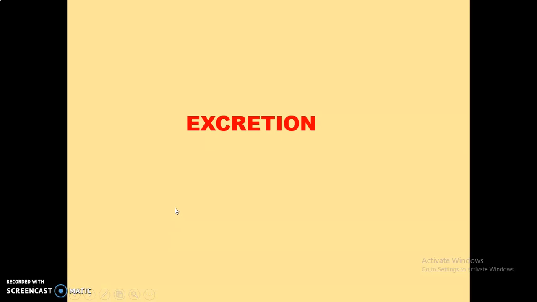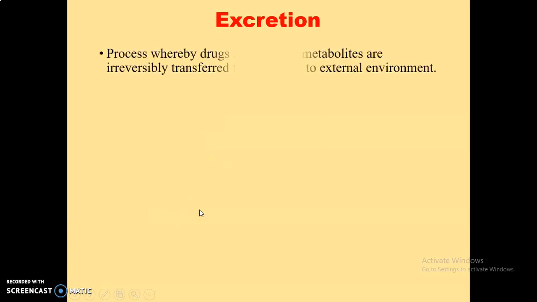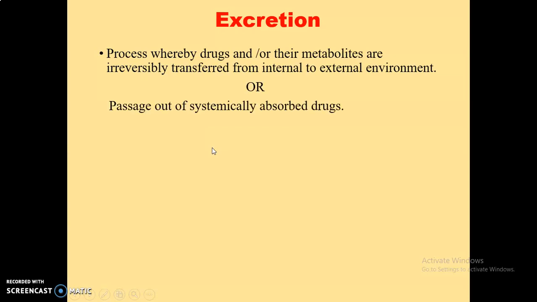Now move towards the last pharmacokinetic process, that is excretion. Excretion is also called elimination. What is the meaning of excretion? It is a process by which drugs or their metabolites are irreversibly transferred from the internal to the external environment, or we can say the passage out of systemically absorbed drug.